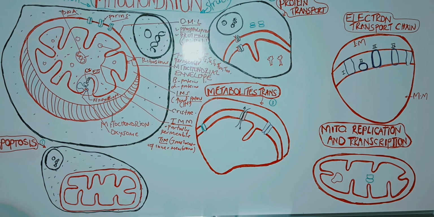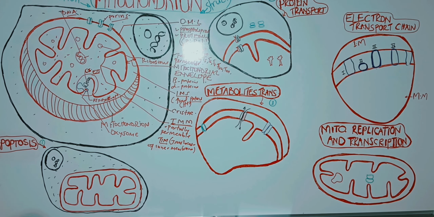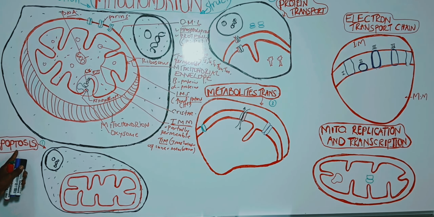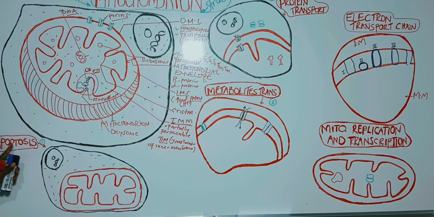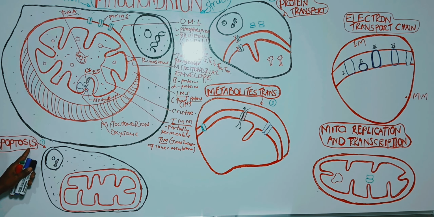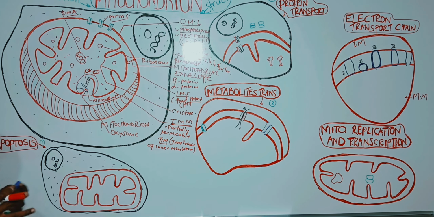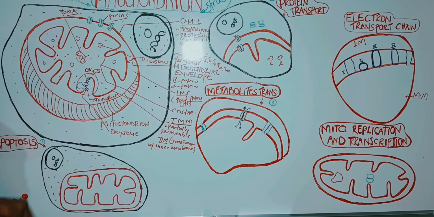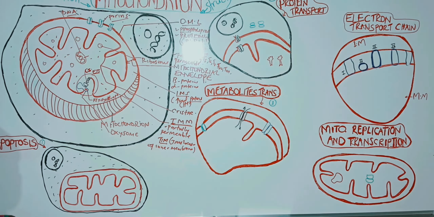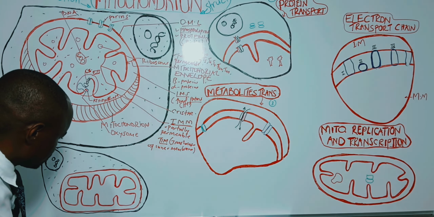Now the first function is apoptosis. This apoptosis is the same as programmed cell death. Remember, it is very important for the cell to destroy what is not important, so that it can allow the growth of other structures and other cells. This is what happens here.